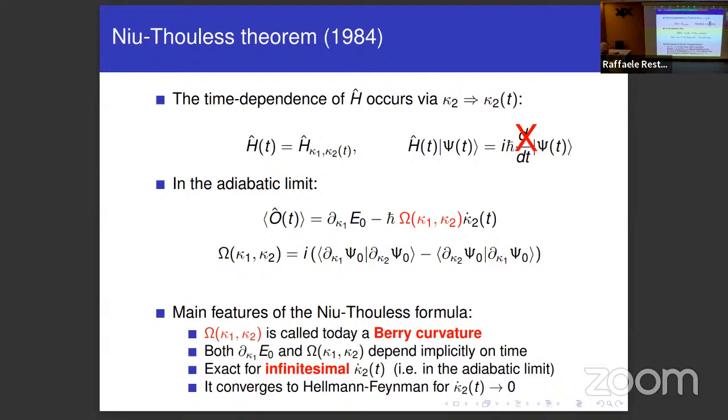And then this is the famous result, which to my knowledge is due to Niu and Thouless in 1984. In the adiabatic limit, the expectation value of this operator is the same term as in the Hellmann-Feynman theorem, minus this important quantity, K dot, the velocity, times this quantity, which by now is called the Berry curvature. This combination of the eigenstates is a Berry curvature. It was not called Berry curvature in 84 because Berry's paper came out about the same time, but by now everybody calls this a Berry curvature, including, of course, Niu in his subsequent papers.